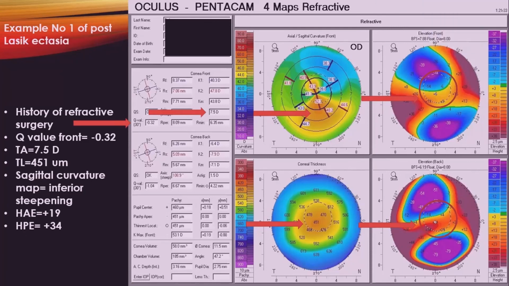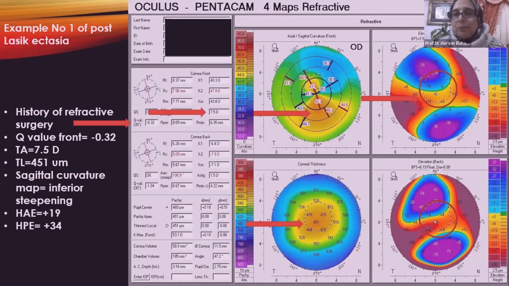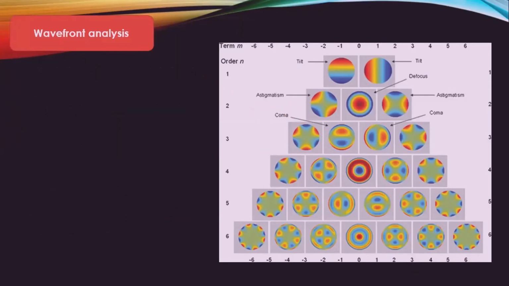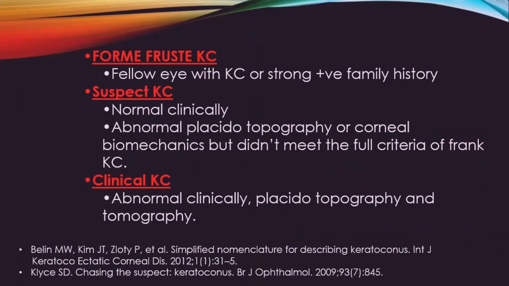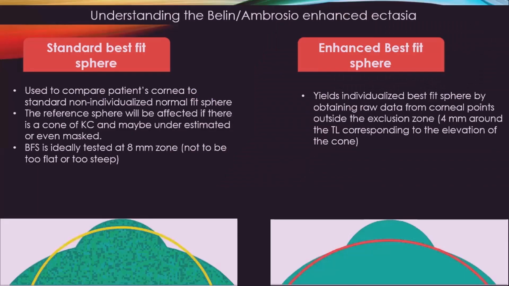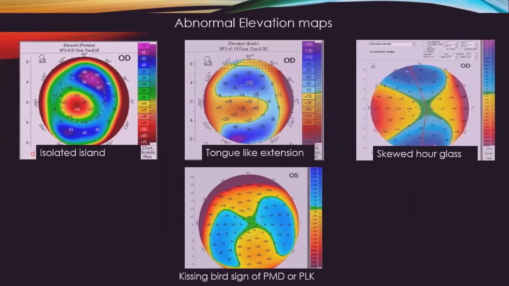Okay, yes, I can answer Dr. Khalid according to what I understand from his question. If you suspect an abnormal shape in the tangential map, for example, or in the posterior elevation map like this one, because I see in many cases a tongue-like extension like this, but the cornea is normal. You cannot rely on only one finding.